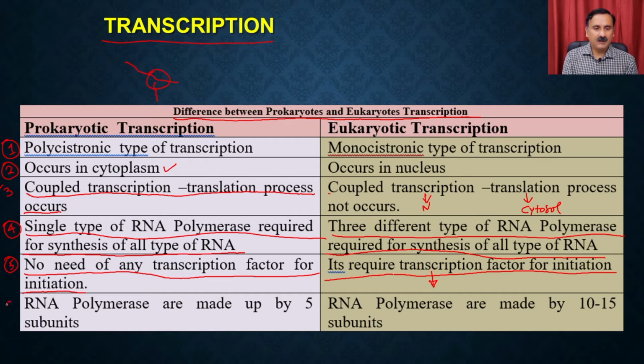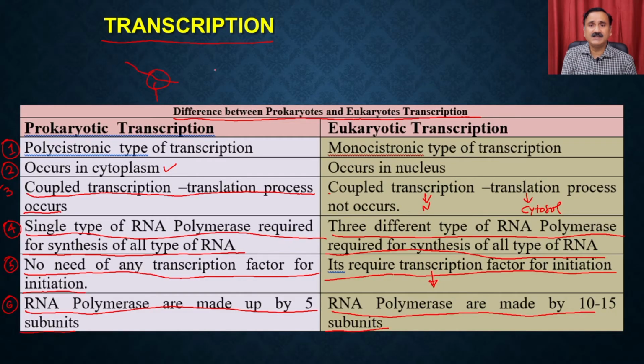Then as far as the structure of the polymerase is concerned, the polymerase in the prokaryotic system is made up of 5 different subunits, whereas the RNA polymerase is made up of 10 to 15 subunits in eukaryotic cells. So these are a few of the classical differences in the transcriptional process between the prokaryotic as well as the eukaryotic system.